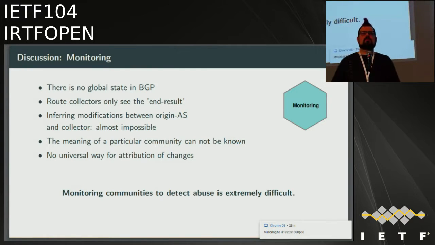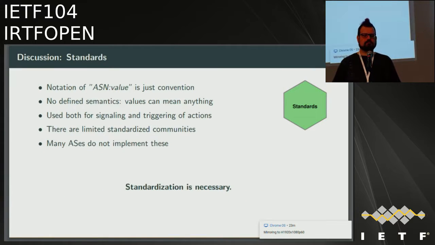And even if you were able to record all of these changes, you still have the problem that you do not know what these community values actually mean. And there is no universal way for attribution of changes or recording who actually changed anything. So monitoring community values to detect abuse is extremely difficult in this field. And we have the other great field of standardization. In these short communities, ASN:value is still just convention. We cannot really be sure that the first value is actually an AS number. And there is no defined semantics.